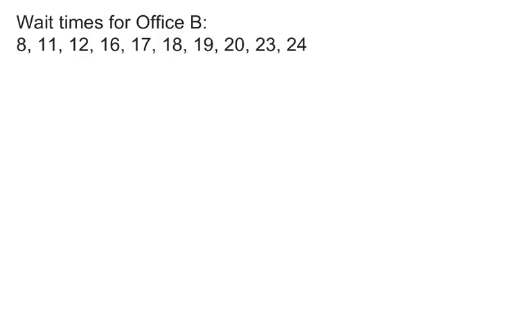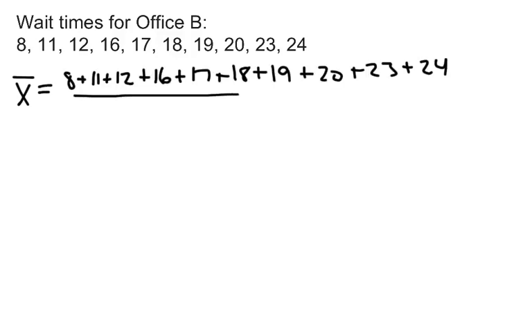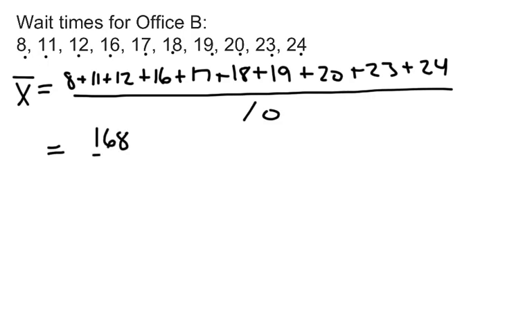Let's do it again for some other office when the data set is a little bit different. The process is pretty much the same. If we wanted to find the mean, we're going to do the same thing, add them all up, and then divide by the number of numbers. 1, 2, 3, 4, 5, 6, 7, 8, 9, 10. There's 10 numbers, we divide by 10. Grab that calculator to do all the calculating for you, and we'll get 168 divided by 10, and our average is 16.8. The median, of course, is the one in the middle.